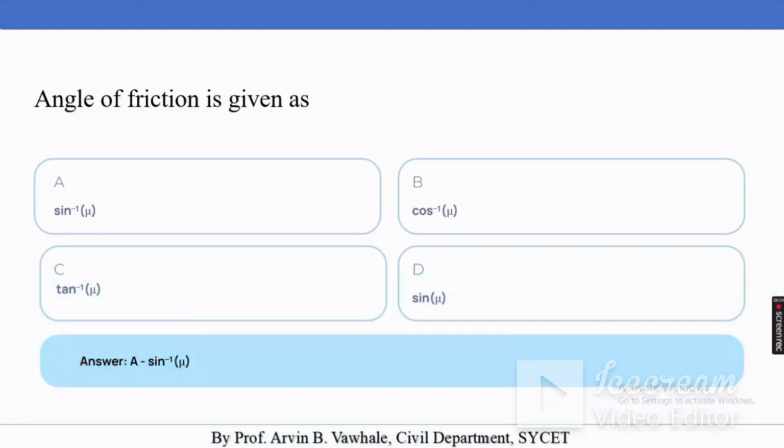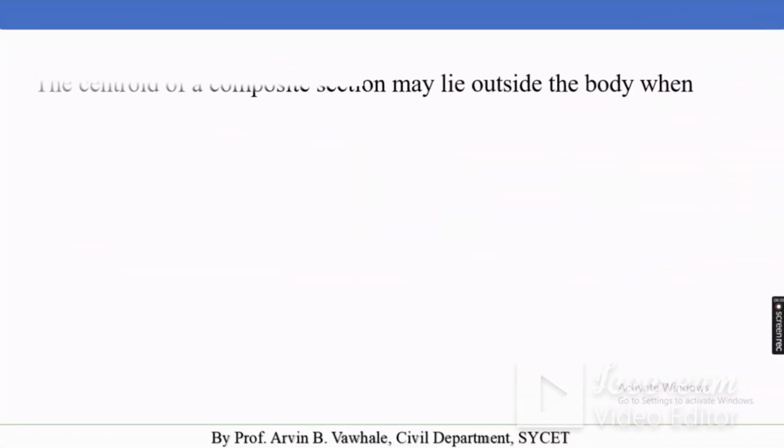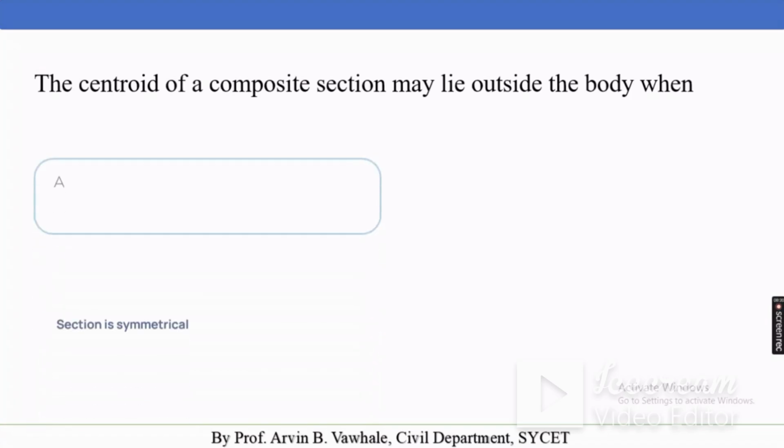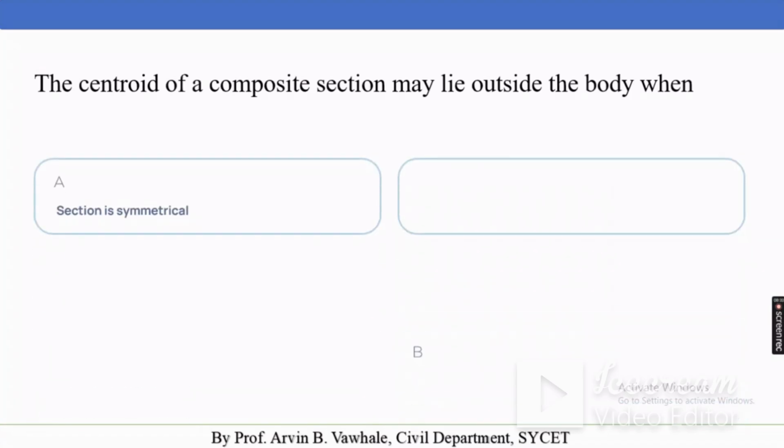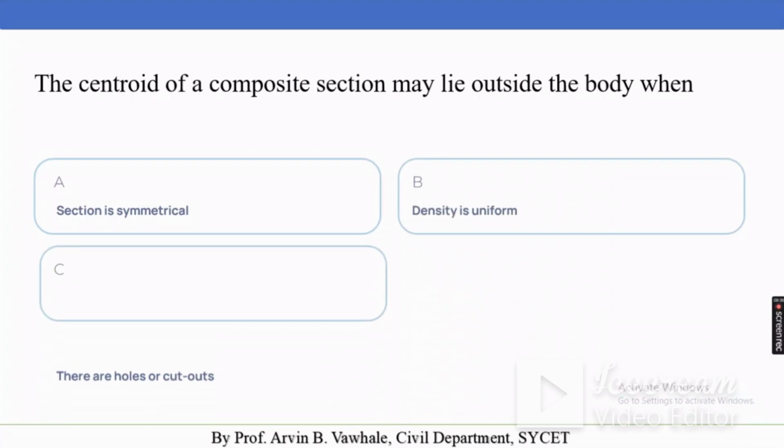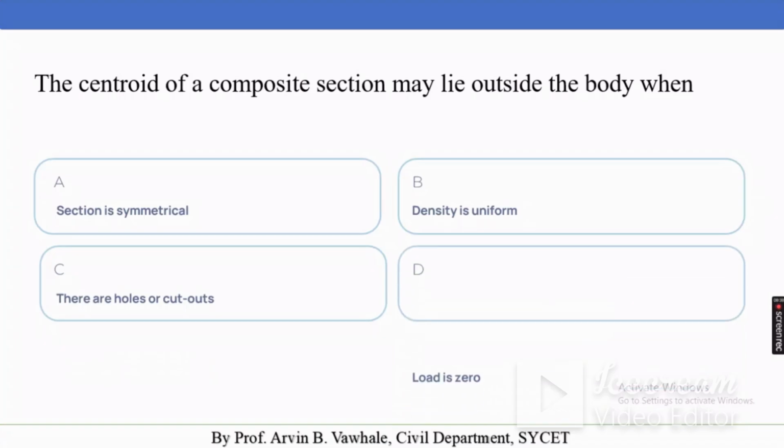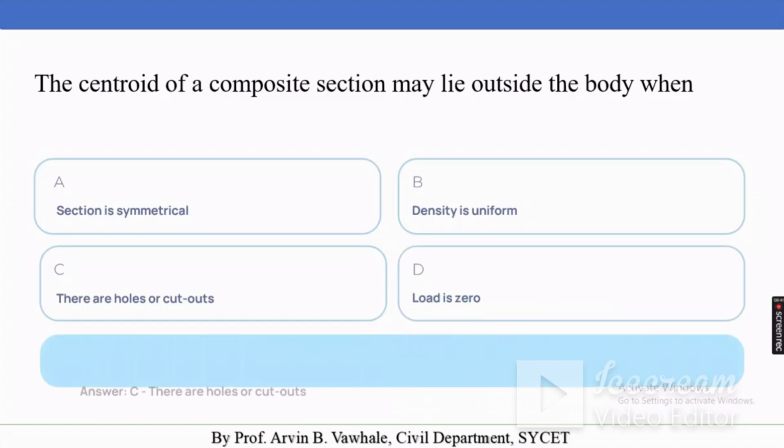19. Angle of friction is given as A, sin inverse mu, B, cos inverse mu, C, tan inverse mu, D, sin mu. The answer is tan inverse mu. 20. The centroid of a composite section lies outside when A, section is symmetrical, B, density is uniform, C, there are holes or cutouts, D, load is 0. The answer is option C, there are holes or cutouts.